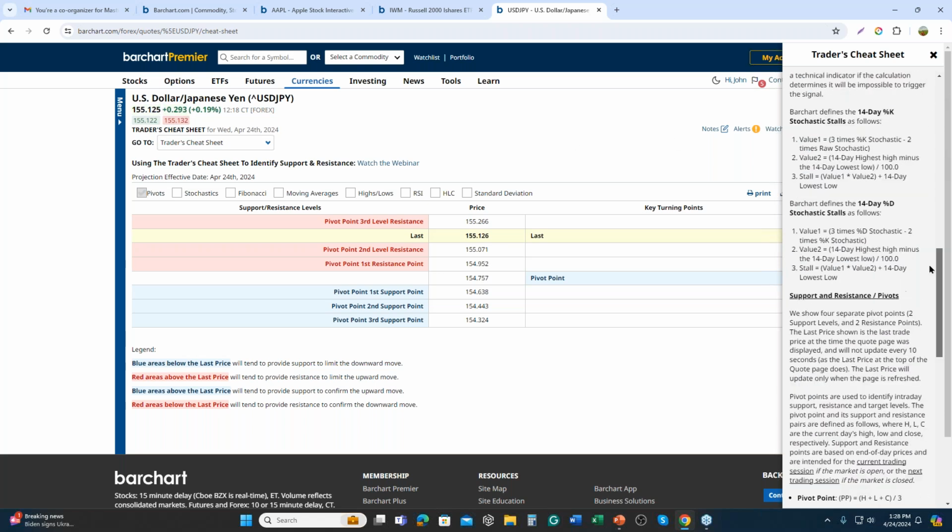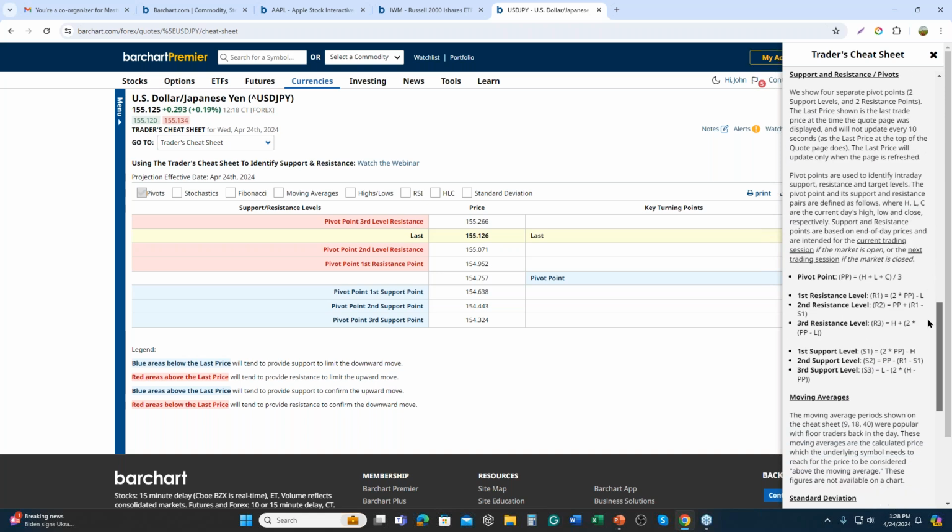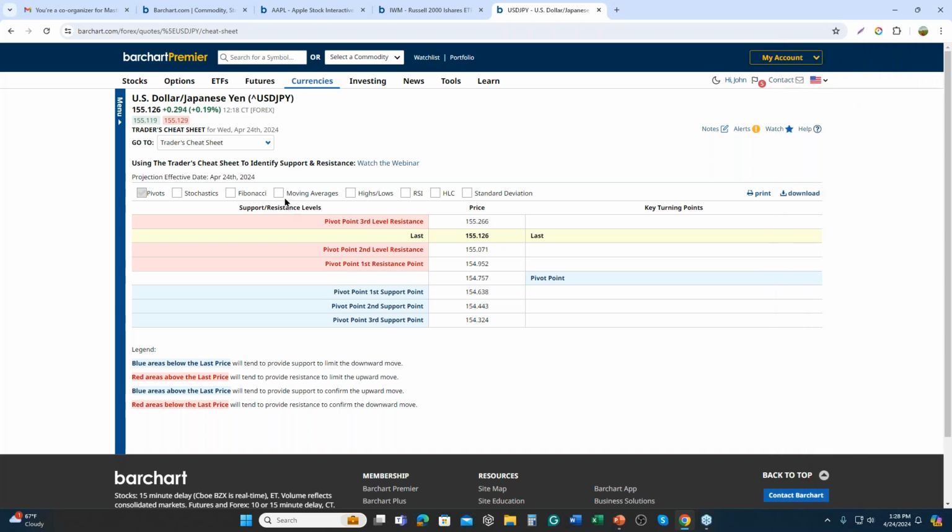But if you're interested in the calculations of support and resistance pivots, here is where we will show you that formula. Again, they are intended for current trading day sessions, but they are based on the previous day's session. But there's a lot of other information here. I'm not going to go into a lot of details here. Stochastics, Fibonaccis, moving averages, highs and lows.